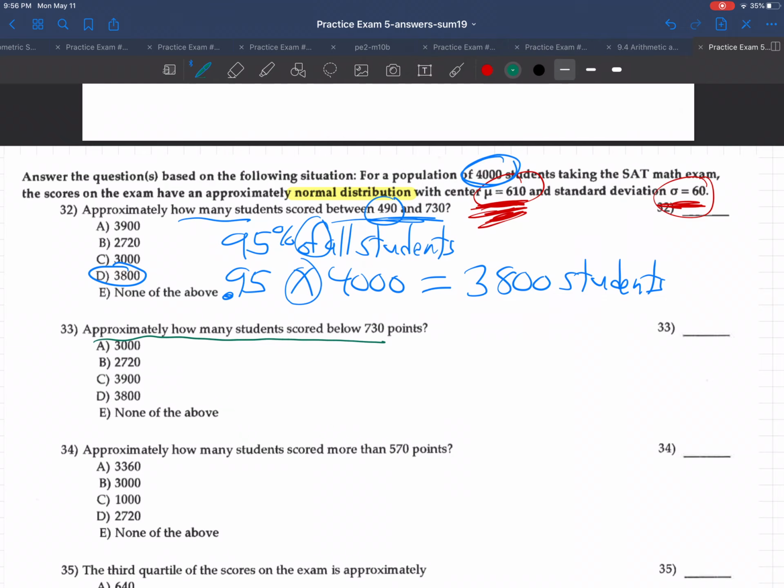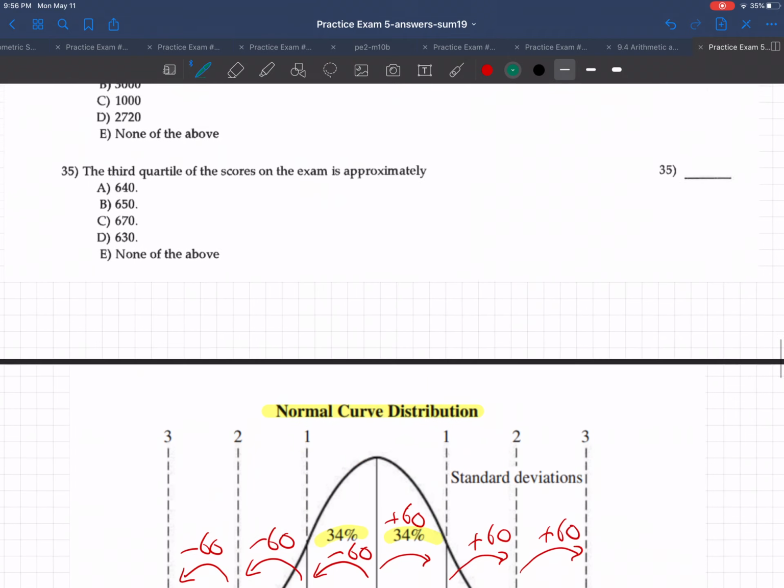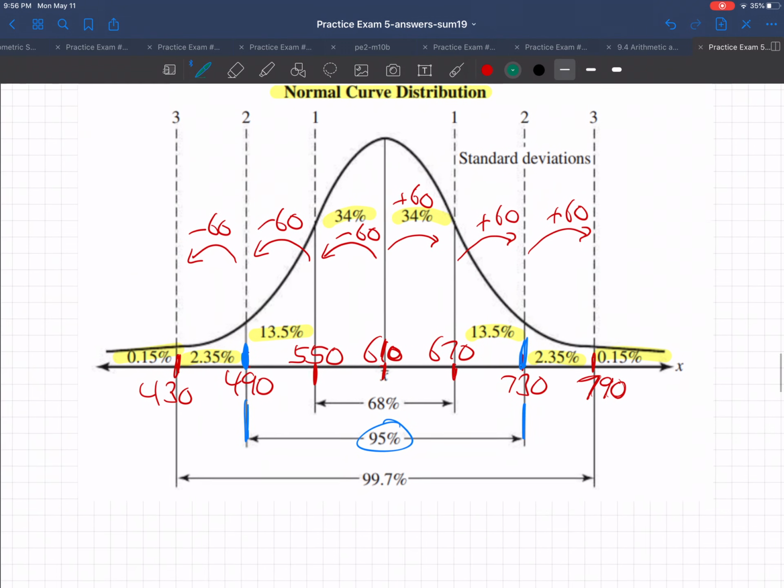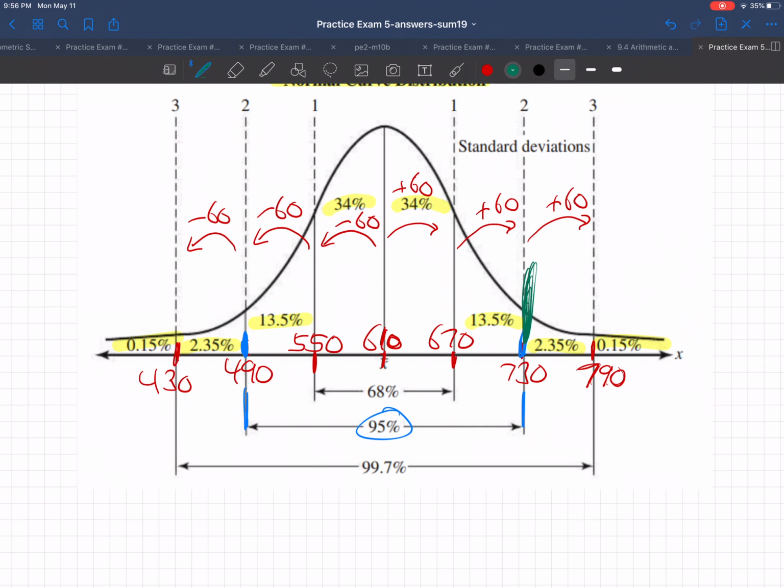Approximately how many students scored below 730? So let's go find 730. Here's 730 right here.